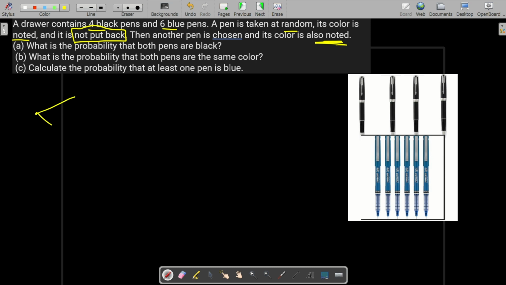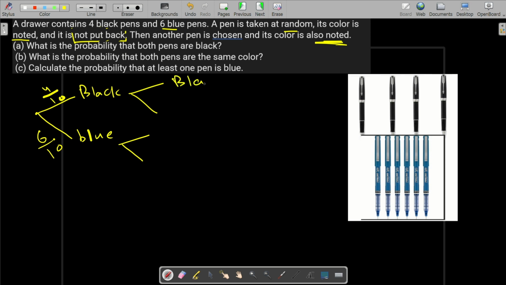Here, in the first pick, I have blue and black. Okay, let's start with black, and here, blue. The probability of black is what? I have 4 black pens, and 6 blue, so the probability of black is going to be 4 over 10, and the probability of blue is going to be 6 over 10. When you take one pen at random without replacement, okay, so in the black, the first branch here is black.